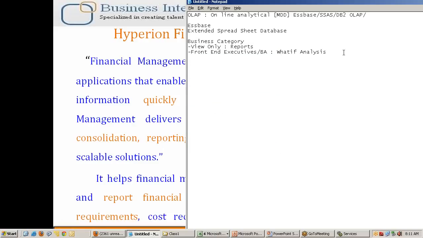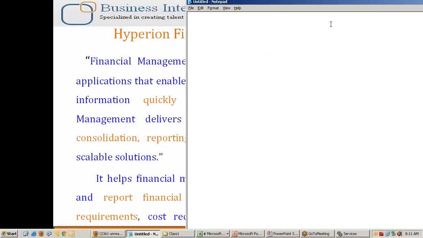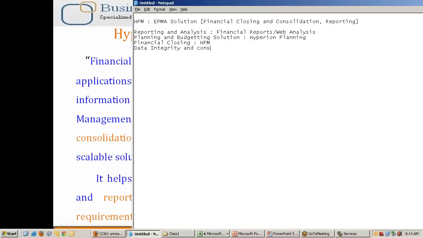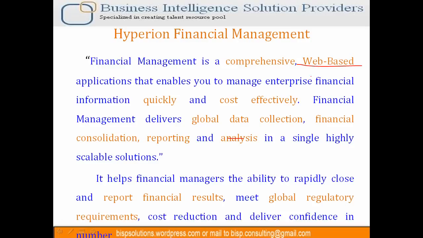So HFM is an application which sits on top of your relational database, one of the products from the Hyperion family. So I highlight all the important points. It's a web-based solution, like all the applications these days, primarily designed for performing a financial closing process. It means HFM sits on top of your ERP solution and speeds up your financial consolidation process.